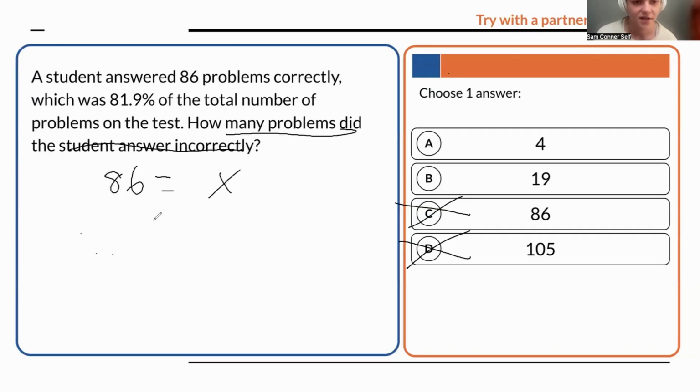Okay. So equals, all right, 0.819, and then 86 is going to be divided by 0.819. So get out my calculator to do that. Remember, guys, you are going to have Desmos on the whole test, so that's going to make it pretty easy for you guys.